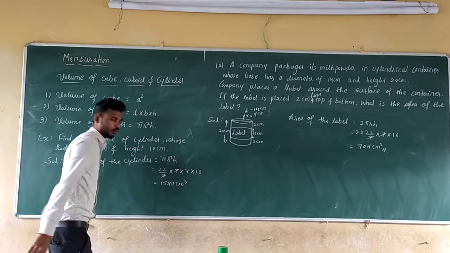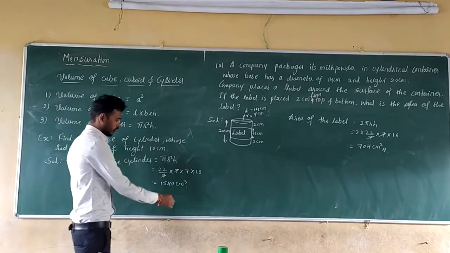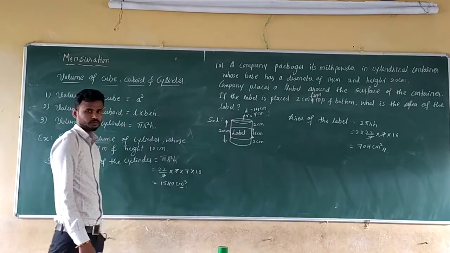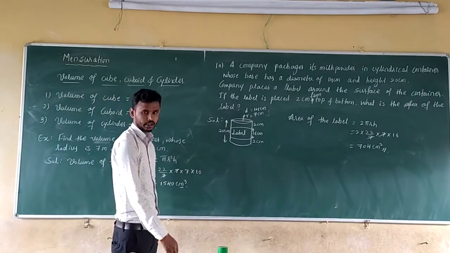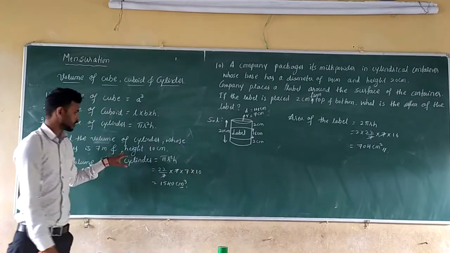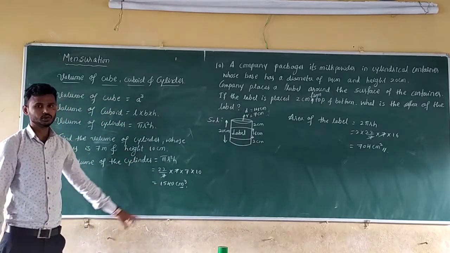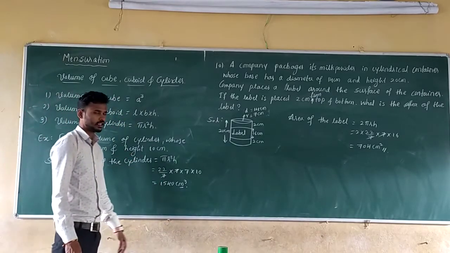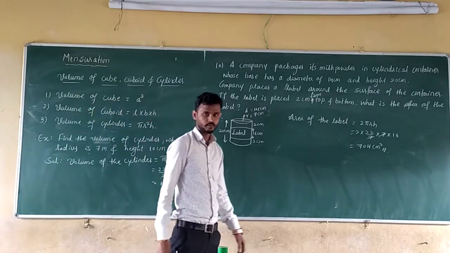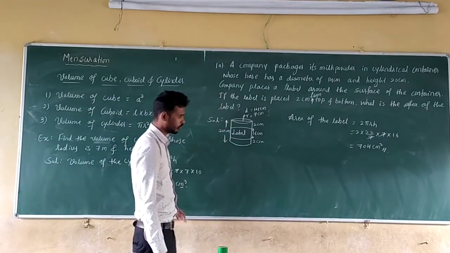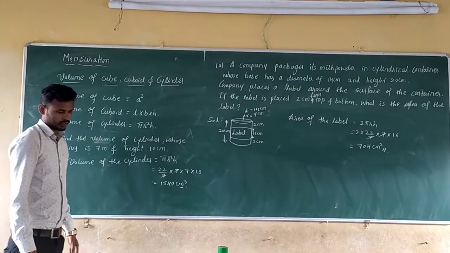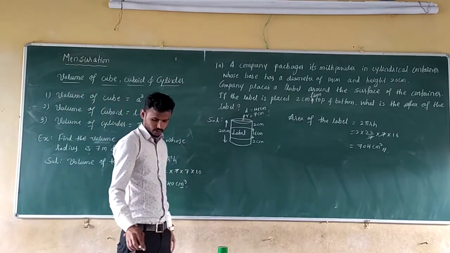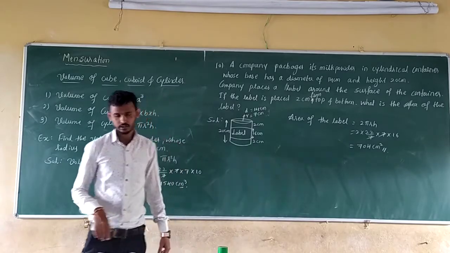Centimeter cube. This is the unit, 1 centimeter cube, or if they are given in meter, then meter cube, like that. So the volume of the cylinder is how much? 1540 centimeter cube. This is how you need to find the volume of a cylinder. Okay, we will see the next exercise.